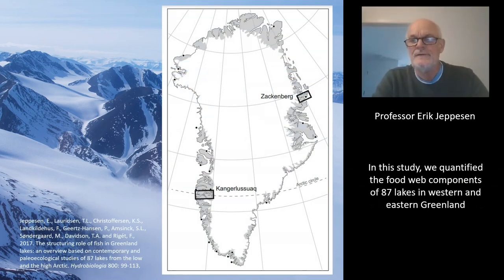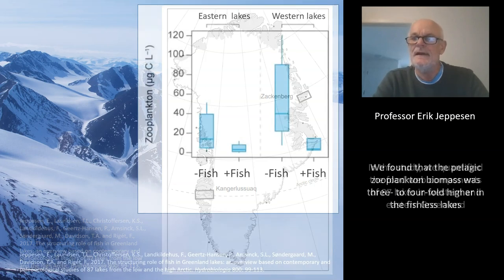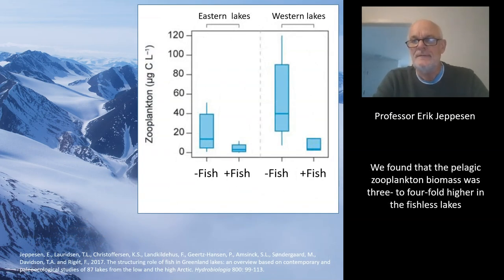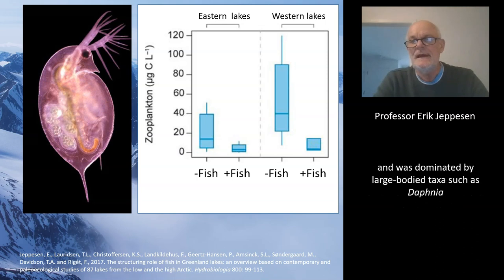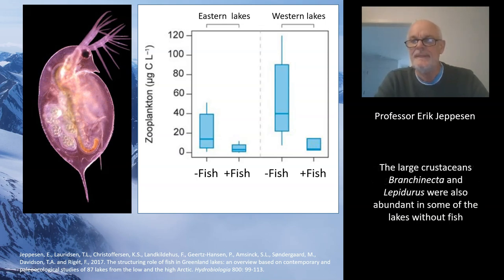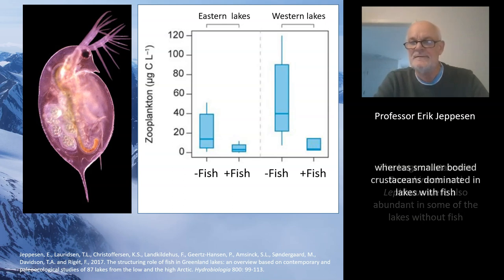In this study, we quantified the food web components of 87 lakes in western and eastern Greenland. We found that the pelagic zooplankton biomass was 3 to 4-fold higher in the fishless lakes and was dominated by large-bodied taxa such as Daphnia. The large crustaceans Branchinecta and Lepidurus were also abundant in some of the lakes without fish, where small-bodied crustaceans dominated in lakes with fish.